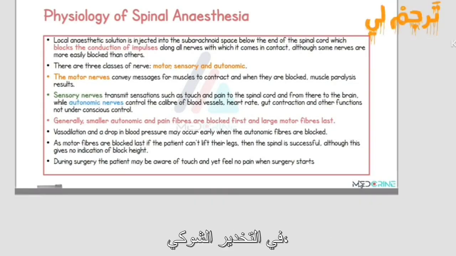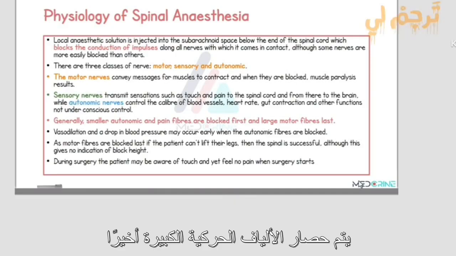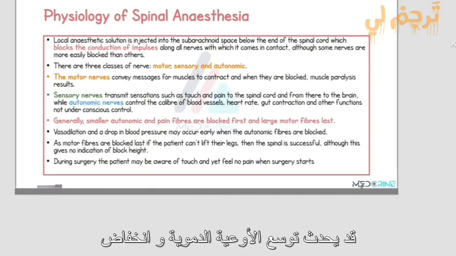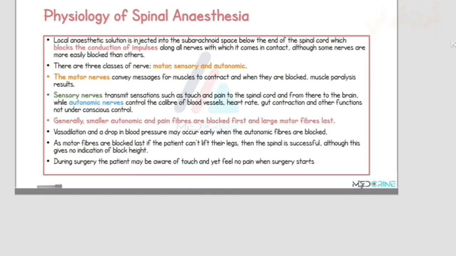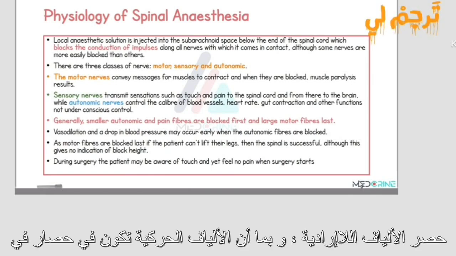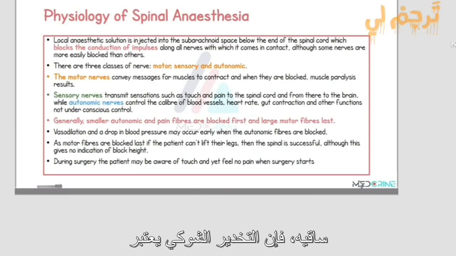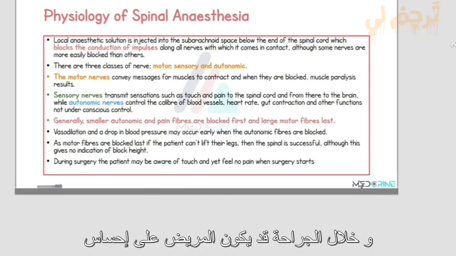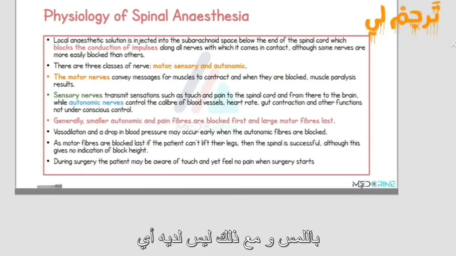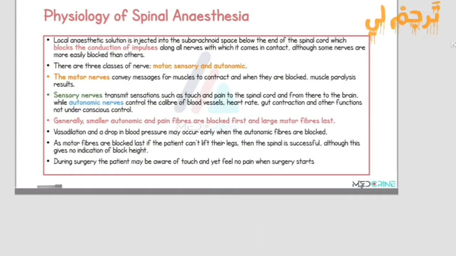In spinal anesthesia, smaller autonomic and pain fibers are blocked first, and then larger motor fibers are blocked last. Vasodilation and a drop in blood pressure may occur early when the autonomic fibers are blocked. As the motor fibers are blocked last, if the patient can't lift their legs, the spinal is considered successful. Although this gives no indication of the block height, and during surgery the patient may be aware of touch, yet have no sensation of pain when surgery starts.